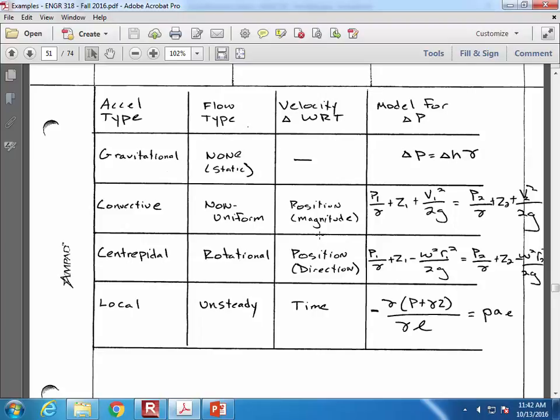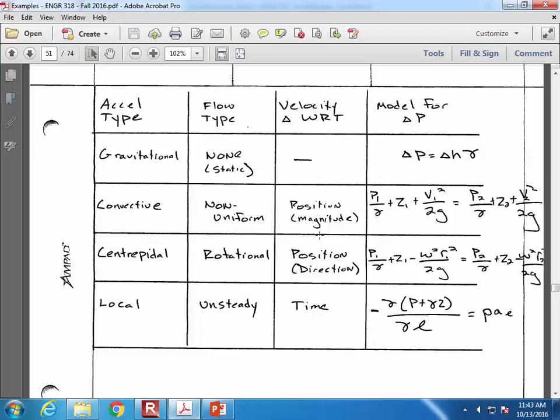And unsteady flow means that the velocity is changing with respect to time. Time is the parameter that velocity is changing with respect to. And so that's when we use Euler's equation: a change in piezometric pressure divided by dl is density times acceleration times L. So we can expand that out to tell us how the pressure change is affected by the unsteady flow.